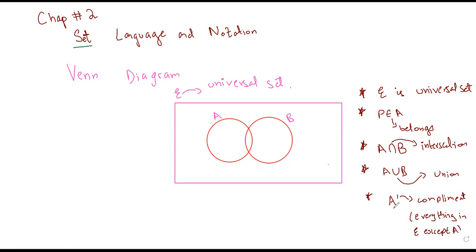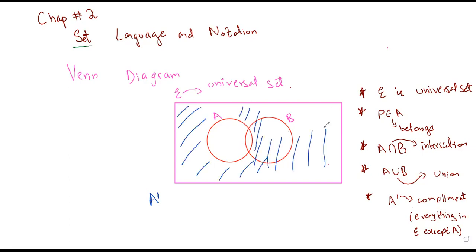So A complement means everything in the universal set except A. Let's say I have been asked to shade A complement, so I will shade everything except A. So you guys know the basic ideas. Let's talk about some questions which are important from the exam point of view. I'll clear everything and let's start off with the questions.